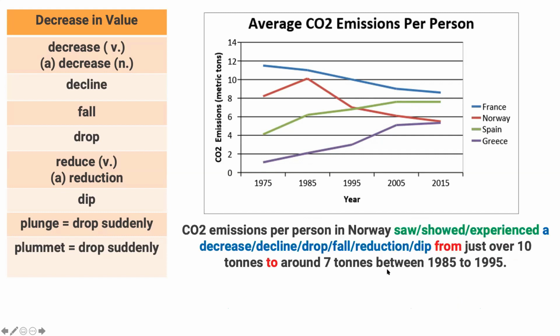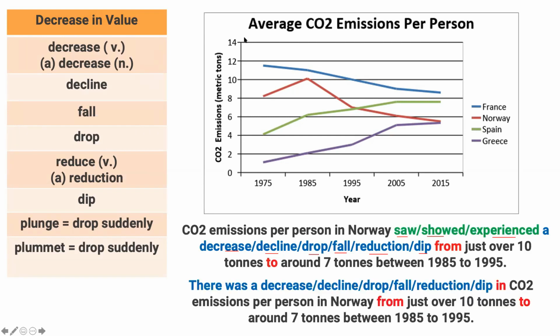Our next sentence has a couple different things. It says CO2 emissions per person in Norway saw, showed, and experienced a decrease, decline, drop, fall, reduction, and dip from just over 10 tons to around 7 tons between 1985 to 1995. So remember, this is just like our other example with increases. We've got our 3 lovely verbs, saw, showed, and experienced, with the noun form of these verbs. So notice decrease is the same. They're pretty much all the same except for reduce and reduction.